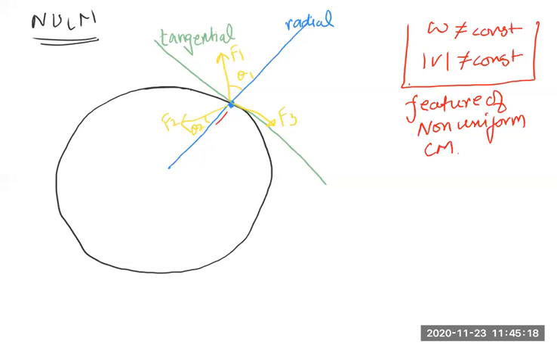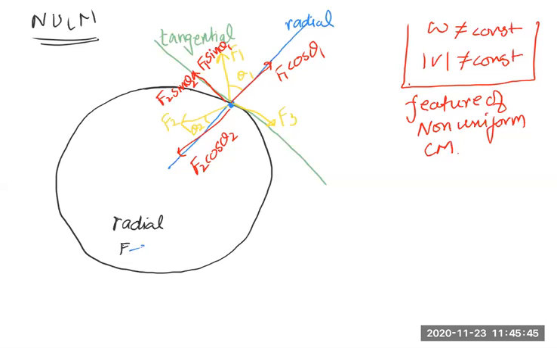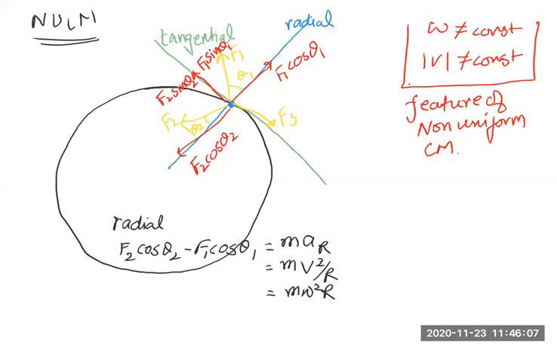So in this case, we have F2 cosine theta 2, F1 cosine theta 1, F1 sine theta 1, F2 sine theta 2. Right? And then you write that along the radial axis, you get F2 cosine theta 2 minus F1 cosine theta 1 is equal to mass into radial acceleration, is equal to mv square by r, is equal to m omega square r. But here remember that v and omega are variables now. They change with time. This means that the centripetal or radial acceleration itself keeps on changing with time.